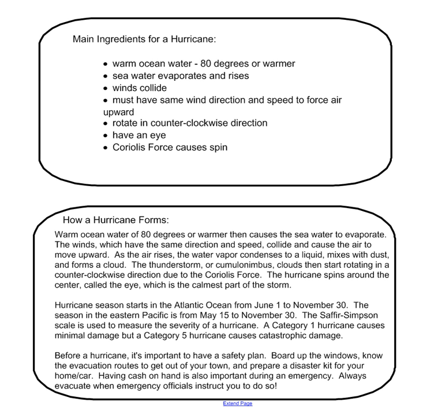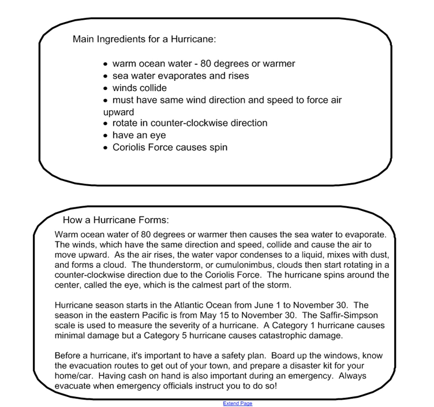And so it can't happen close to the equator because the Coriolis force isn't great enough. Only between 5 and 15 degrees latitude north and south are hurricanes able to form because of the Coriolis force causing that spin. And the hurricane spins around the center called the eye, and that's the calmest part of the storm. Hurricane season starts in the Atlantic Ocean from June 1st to November 30th.